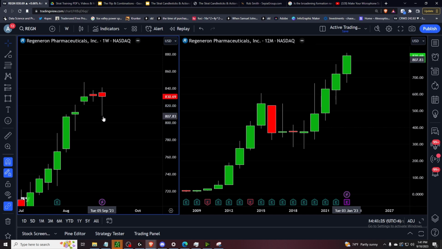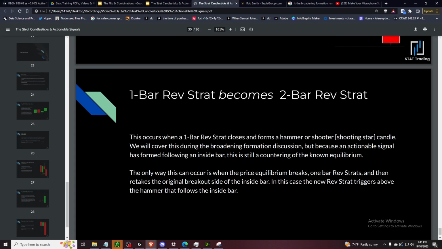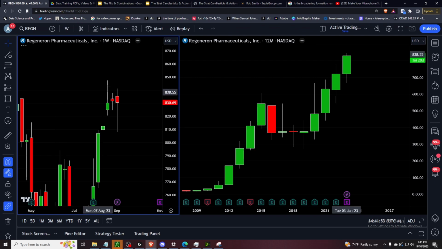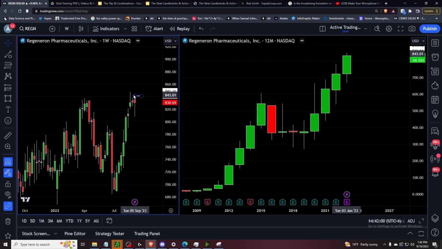So you'll notice the actionable signal. You'll notice we did take out both sides of the equilibrium, but they took out both sides and then rallied all the way back. So if we go here, you'll see they made a new high, made the new low, came all the way back, and that sets up the 2-bar Rev Strat. So when we're looking at this, it retakes the original breakout side. So it takes the high first, breaks out there first, fails, and then retakes it. So on the weekly basis, if our actionable hammer goes in force right here, that is a signal to the upside, and you will have all week to trade that.